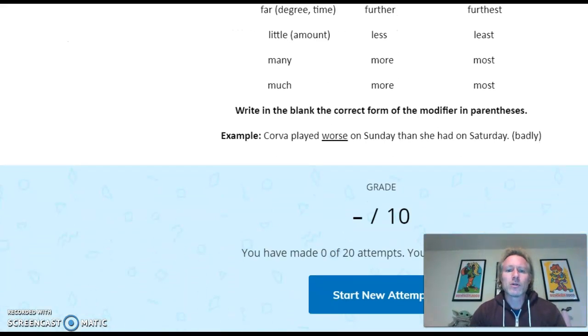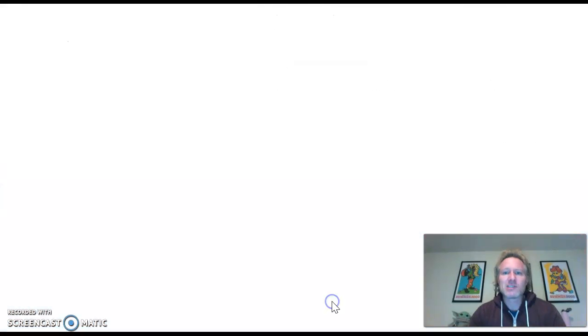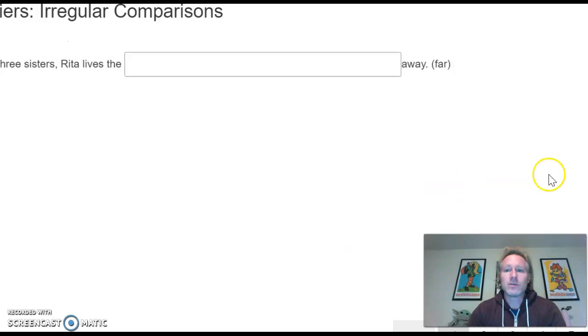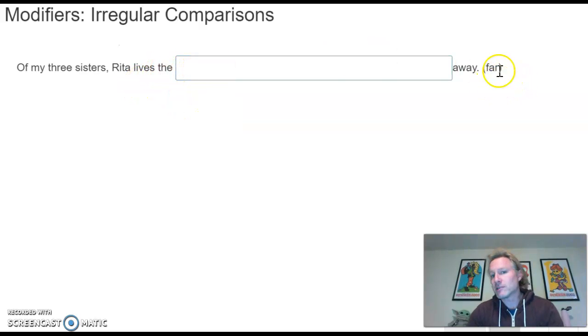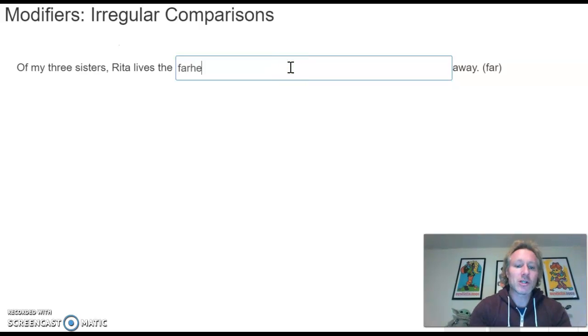So your little exercise this week's got 20 sentences, very similar to last week. I'm going to have to shift this whole thing over here so you can see the whole sentence. It says, of my 3 sisters, Rita lives the blank away. You can see here in parentheses, I've got the word far. Am I going to say she lives the farther away? Probably not. So you're going to want to make sure that you type this in and spell it correctly. I almost just didn't right there. Farthest. And that's how you're going to get the point for that.